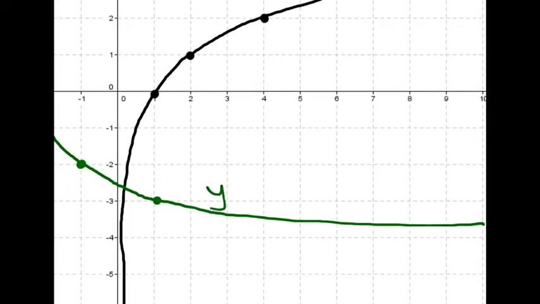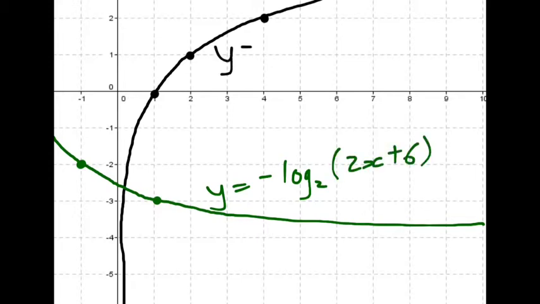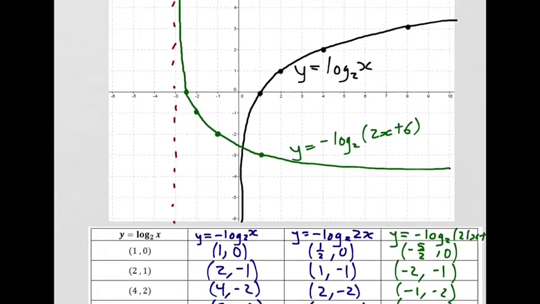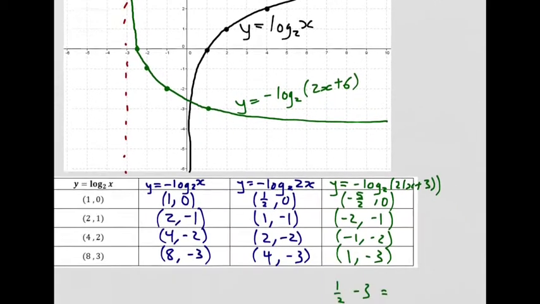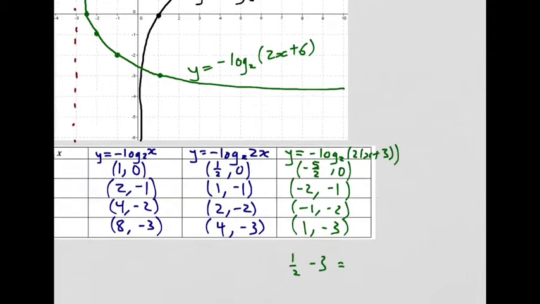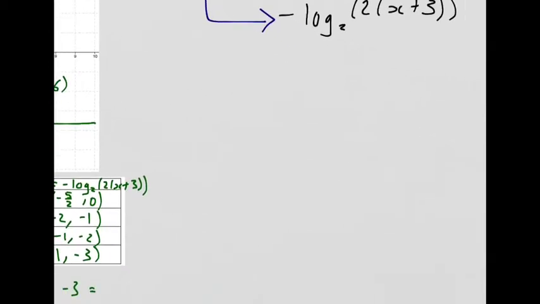Okay. So there we go. This green graph is negative log 2x plus 6, and the black graph is my original function. Look familiar? Should be, right? Any questions on that? Need it there for another second? You okay? Okay. So let's identify some of these characteristics.